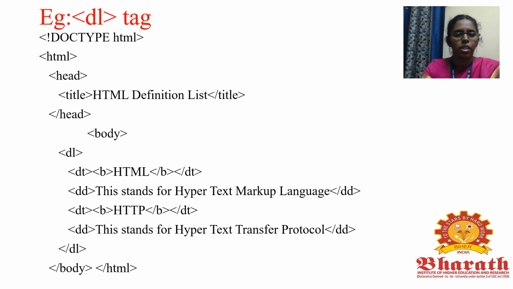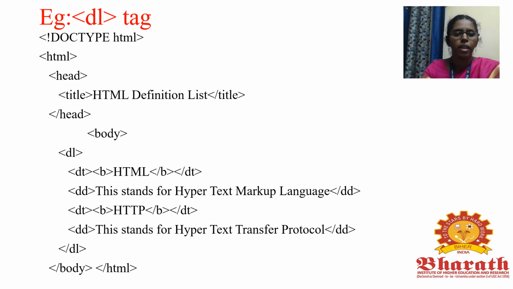For example, HTML is the defined term, and the definition of that term is this stands for Hypertext Markup Language. You have to define the term. Similarly HTTP. What is the definition for that? Hypertext Transfer Protocol. What text you specify within the DD will be considered as the definition. So this is one of the examples for the definition list.